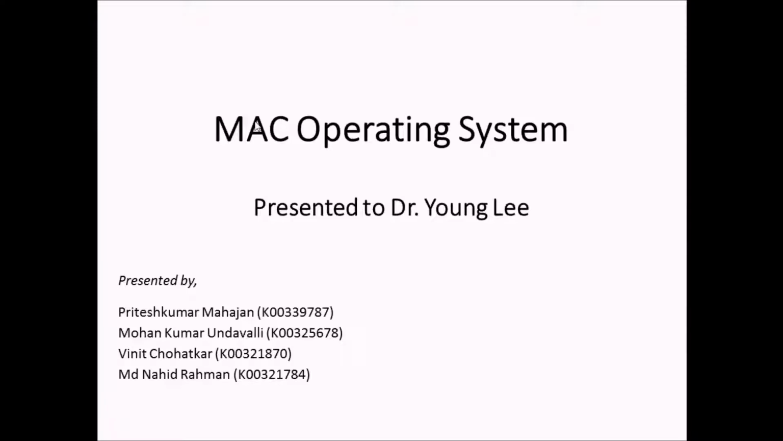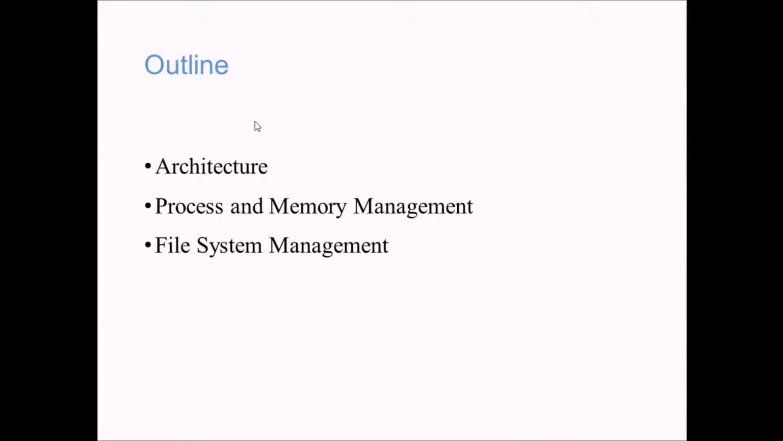And let's take a look at the outline. What topics we are going to cover in this: the first is the architecture, the second is the process and memory management, and the third one is the file system management. Let me go through each of the words briefly so you can have the basic concept of what is the meaning of architecture, process, memory, and the file system.